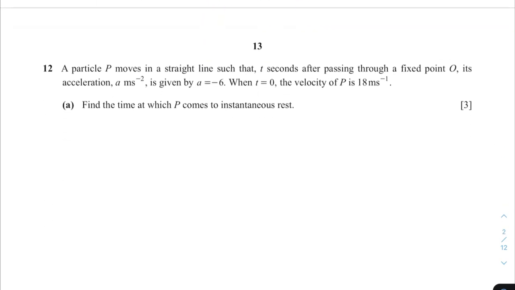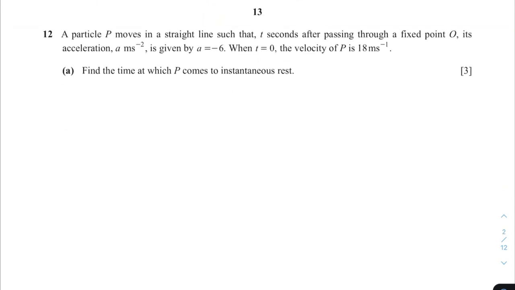All right. Then we look at this question that says that particle P moves in a straight line such that t seconds after passing through the fixed point O, its acceleration, a meters per second squared, is given as this.